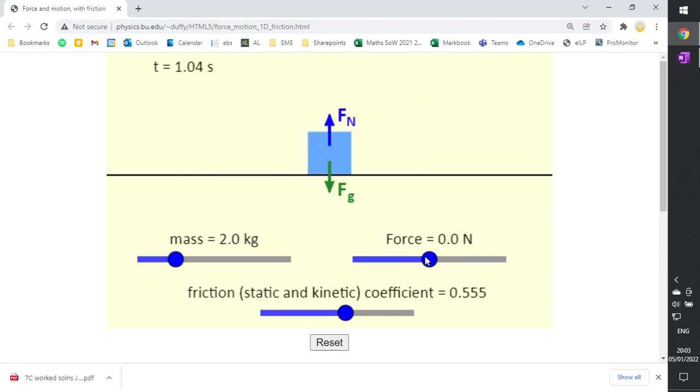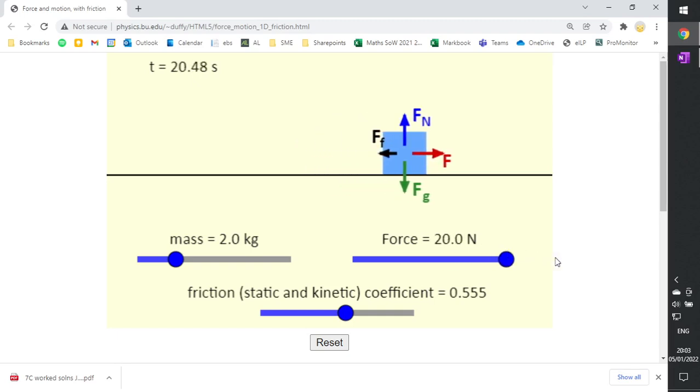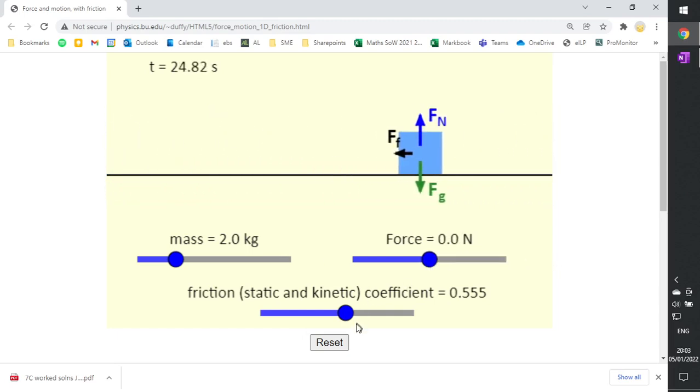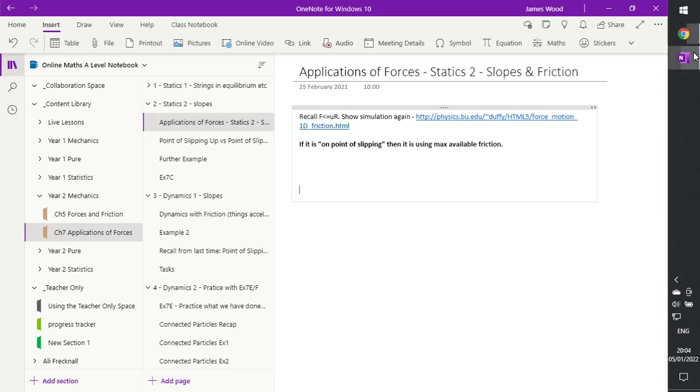So let's do it again. You can apply a force and friction just acts to match it. If I go the other way, then the friction will act the opposite way, and it just acts to stop it. So if I applied 5 newtons, then 5 newtons of friction would stop it. However, there's always an upper limit, which is what we use F equals mu R to calculate. Once you hit that upper limit, you can start moving off, and then it will accelerate and get faster and faster. So that's what I want to focus on now, but involving slopes as well.